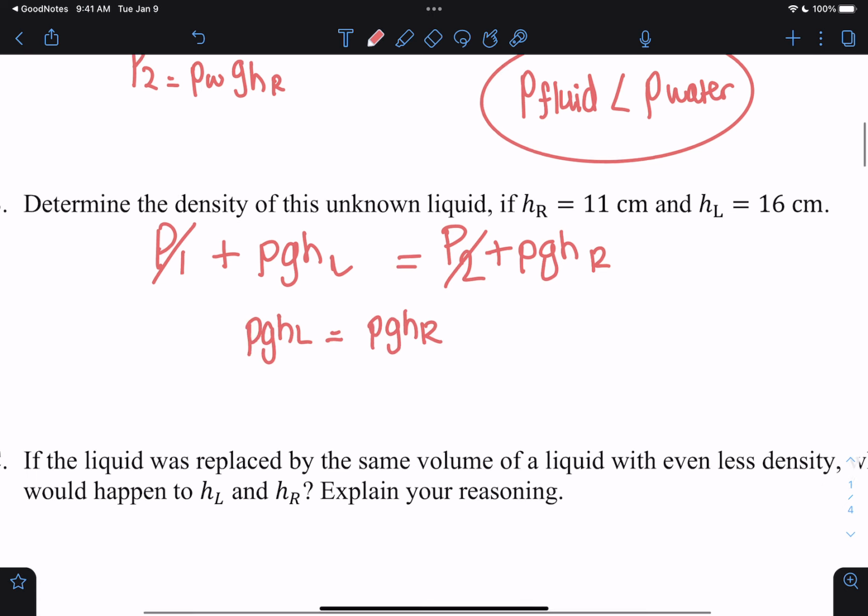Does that make sense? Yeah, I can zoom out, my bad.